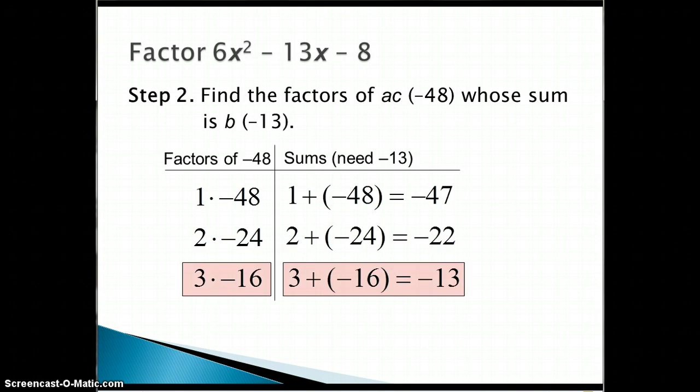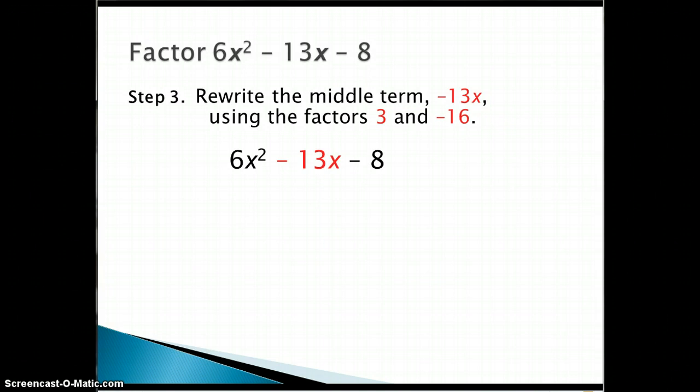What we do with those numbers is we use 3 and -16 to rewrite the middle term -13x into two terms. The 3 and the -16 are going to be our coefficients. So here's that trinomial, which has 3 terms. Now we're going to break it up into 4 terms by splitting the middle term into +3x and -16x. The order of those terms doesn't matter. You could put the -16x first and the +3x second. Just make sure you have the signs correct on the right numbers.